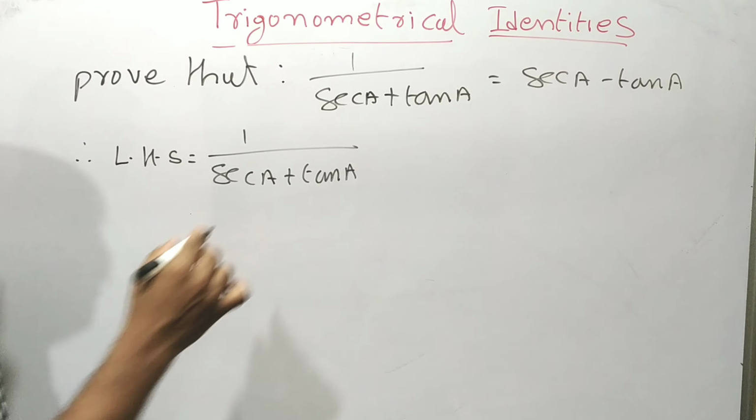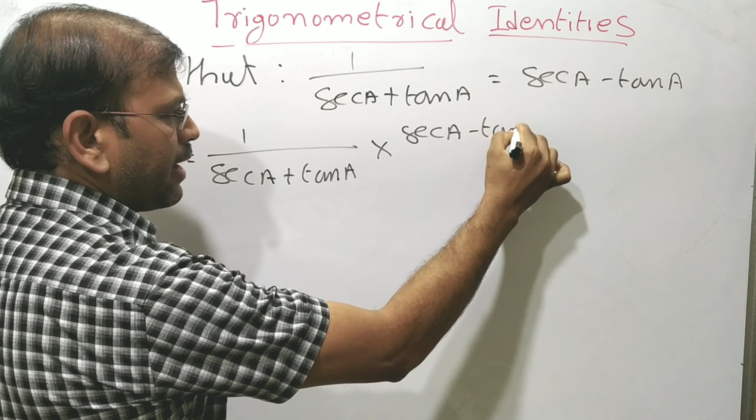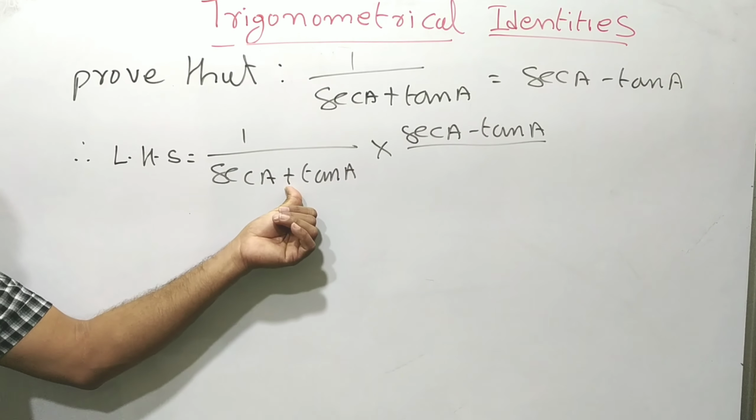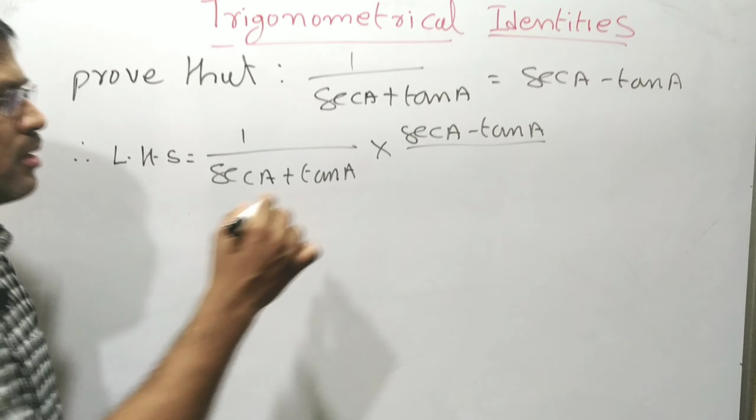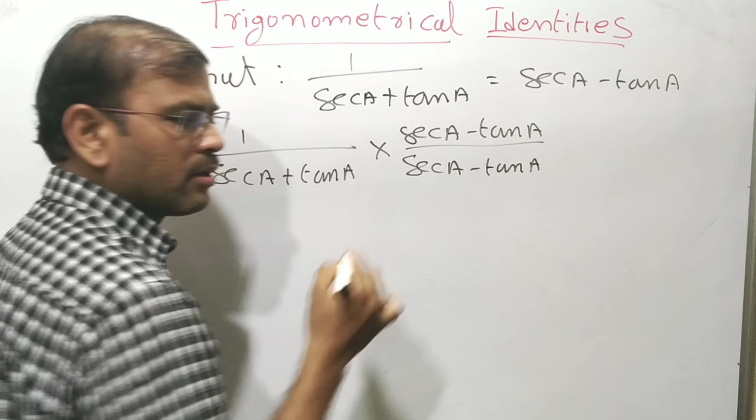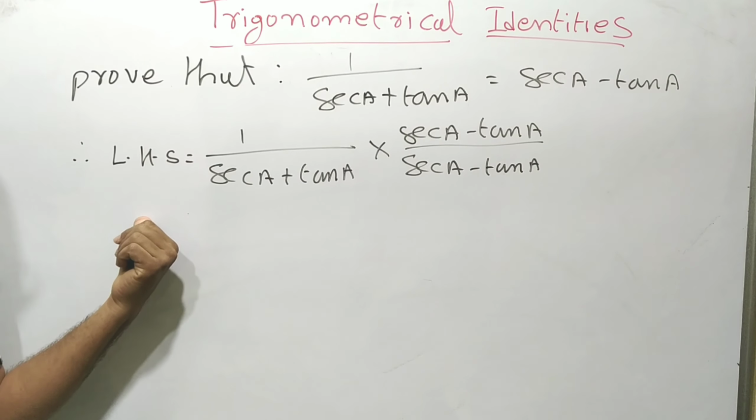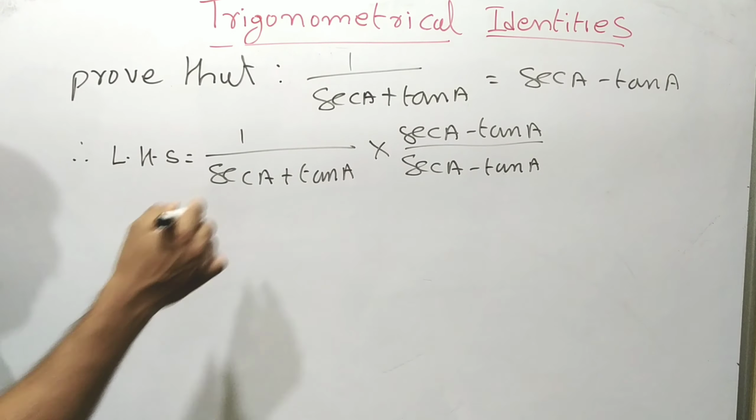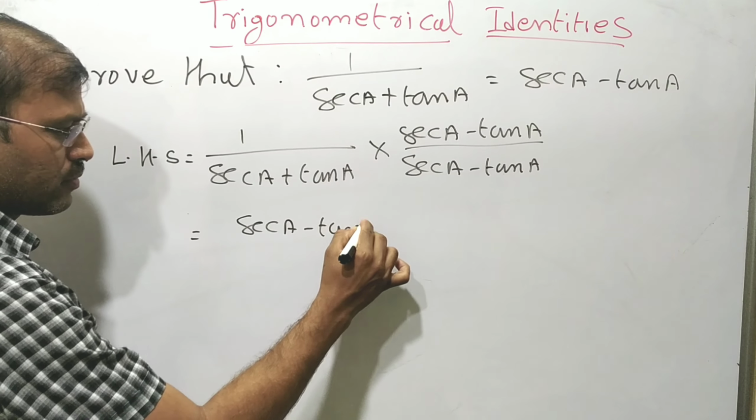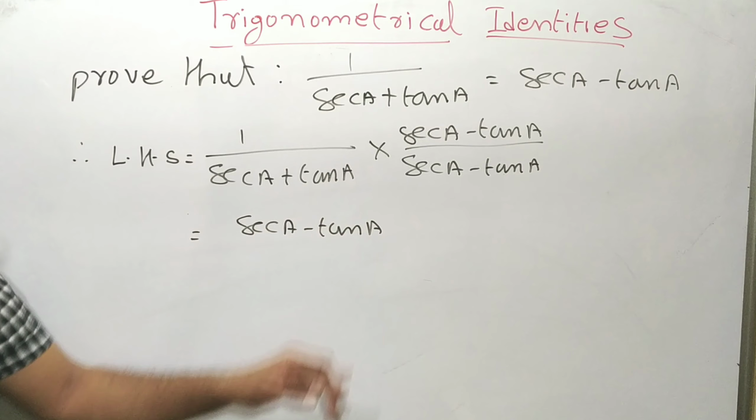Rationalize the denominator. Rationalize the denominator means what? When there are 2 terms, whatever the sign is in the middle, you write it as opposite. That is, we can write sec A minus tan A. So when I cancel both the numerator and denominator, the original term is going to remain the same. Now make the simplification. 1 multiplied by sec A minus tan A will get sec A minus tan A.